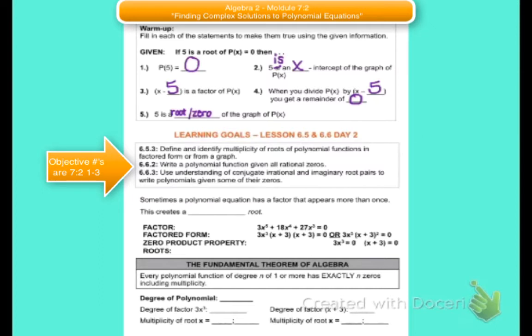And finally, number 5, that means that 5 is a root, or a 0, of the graph of p of x. Okay, so you go to the movie theater and you see the trailers for all these sequels that are coming out. Well, these learning goals here are kind of like our trailer. They're kind of the coming attractions.